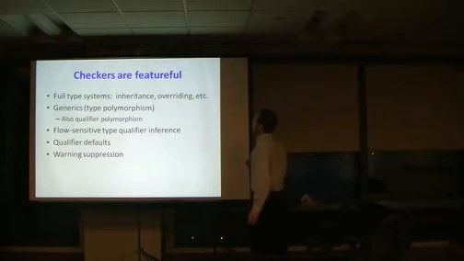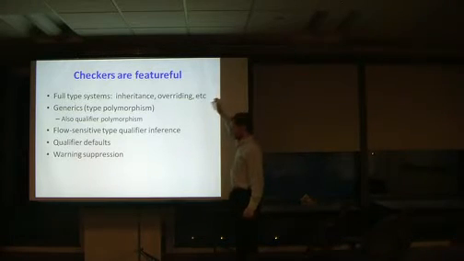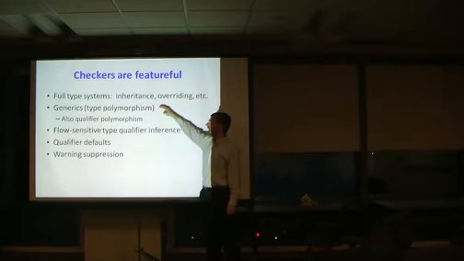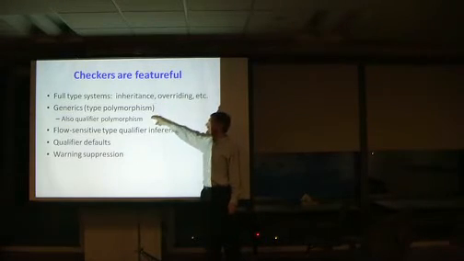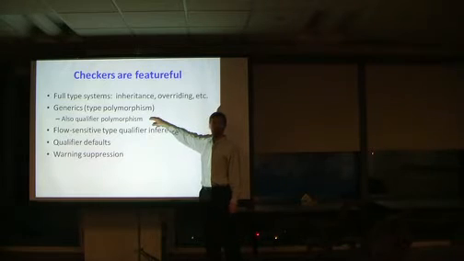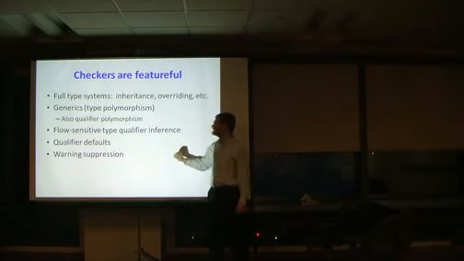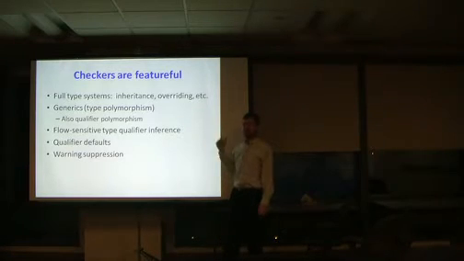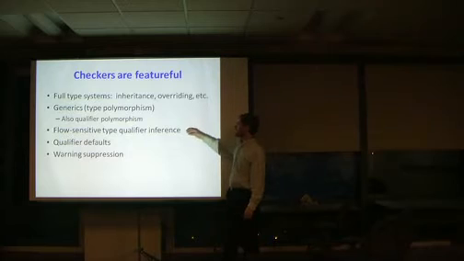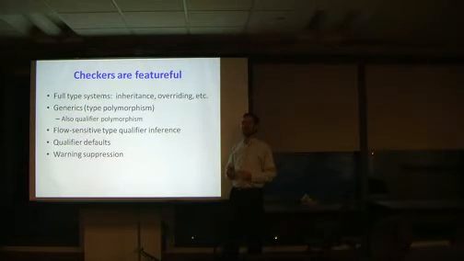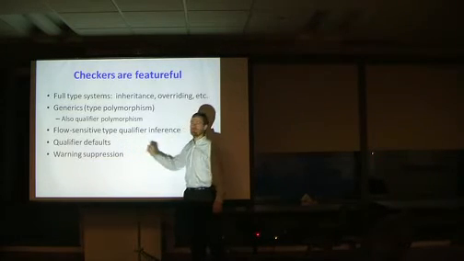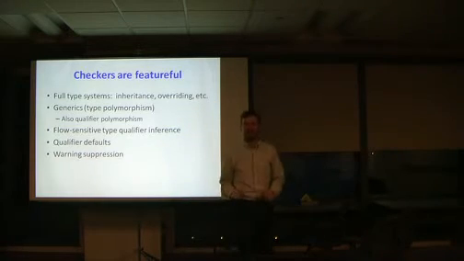So the checkers are actually fairly rich. They handle inheritance, they handle overriding, they handle polymorphism on types, that is generics. They handle polymorphism on qualifiers. We talked about that a little bit ago. They have this flow-sensitive type qualifier inference that some of you asked about when we saw it. That's noticing that even though you've declared something as nullable, it's really non-null, so we'll just treat it that way. You can customize the defaults, you can suppress warnings, and there are a bunch of other features like that.